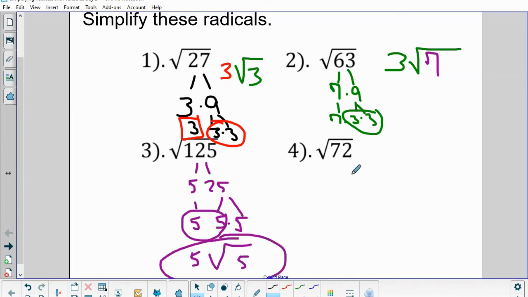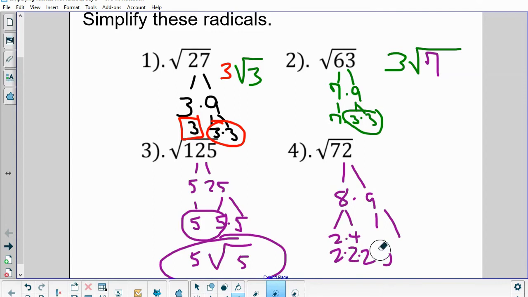And then the last one, we've got 72. So we've got 8 times 9. 8 breaks down into 2 times 4, or 2 times 2 times 2, whereas 9 breaks down into 3. We better do that right. We've got to get that right. So it breaks down into 3 times 3 on the end there for that 9.